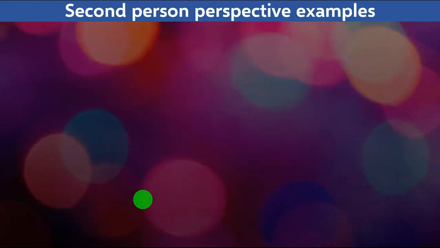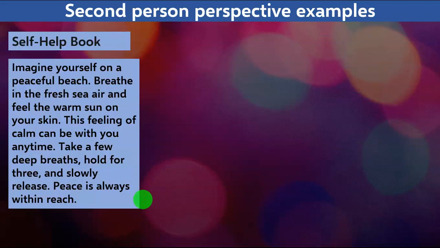Here are some examples of a second person perspective. Let's take the example of a self-help book. Imagine yourself on a peaceful beach. Breathe in the fresh sea air and feel the warm sun on your skin. This feeling of calm can be with you anytime. Take a few deep breaths, hold for 3 and slowly release. Peace is always within reach. Now friends, this is an example of a self-help book which is written in a second person perspective. You are trying to address the reader here, the person reading the book.